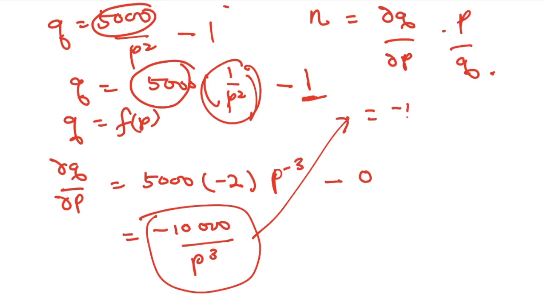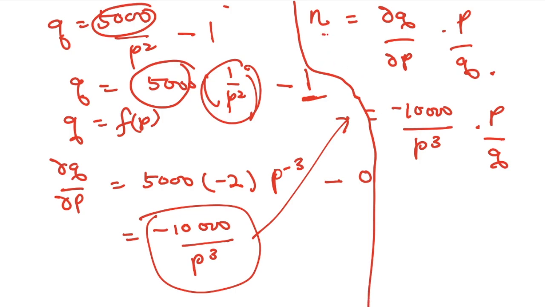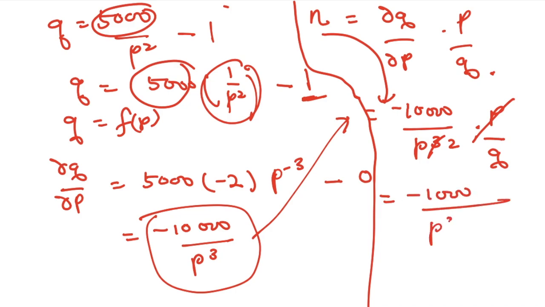So you have here minus 10,000 over P cube times P over Q. Can you see? Now, if I put the line here, I'm basically going from here to here. So this P cube, this is P, I can simply change it to this. So it becomes minus 10,000 times P squared times Q. Then you plug in the answer.